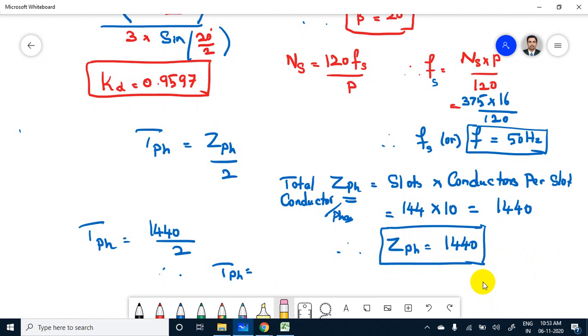This is Z, and Z phase means how to calculate it? Z you are getting 1440. Now we have to calculate Z phase. How many phases as per your question? It is 3 phase, right? 1440 divided by 3, how much? 480. Okay, this value only you have to substitute here.